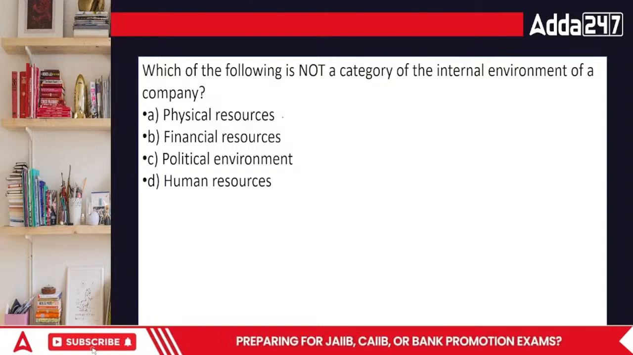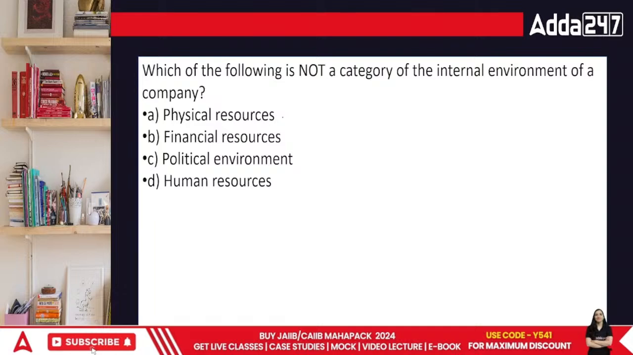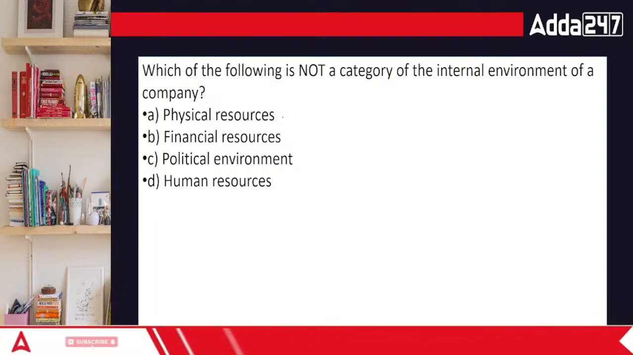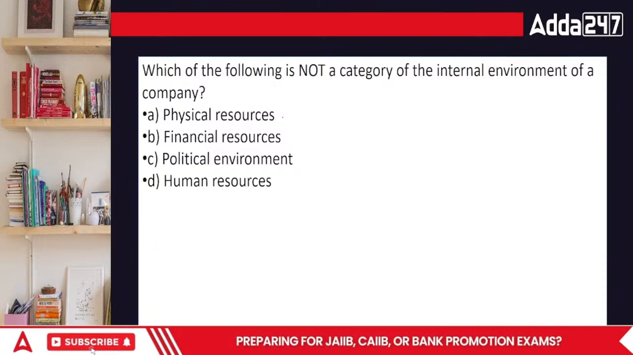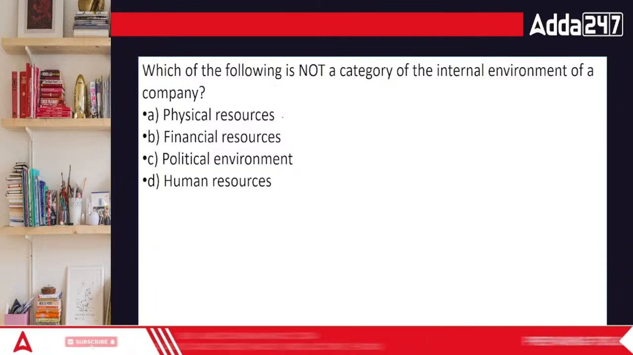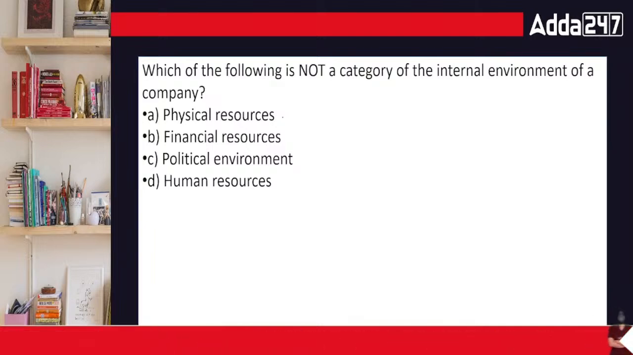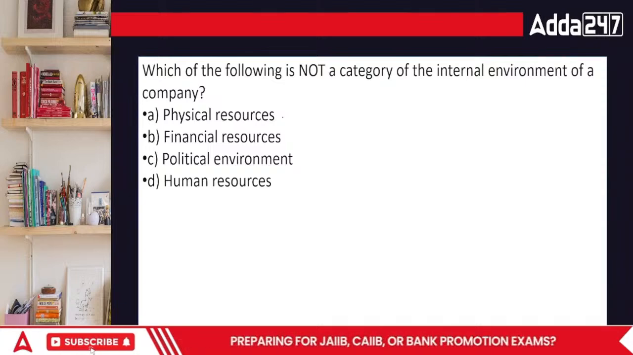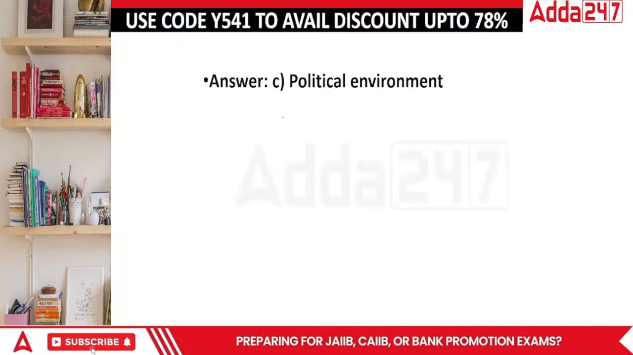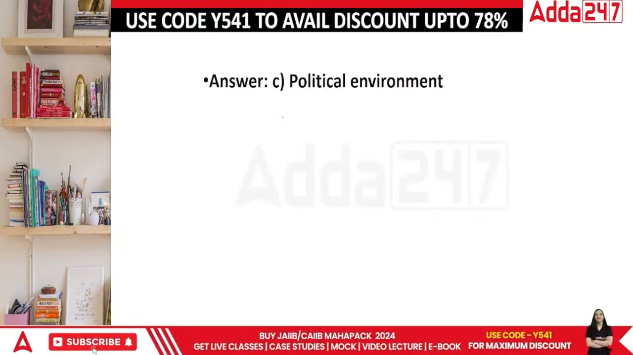Which of the following is not a category of internal environment? Physical resources, financial resources, political environment, or human resource. Political environment is not internal. Something which is happening in the market, something which is affecting the country's elections and everything, that is not something which is in your or my hand, isn't it? That is political environment.